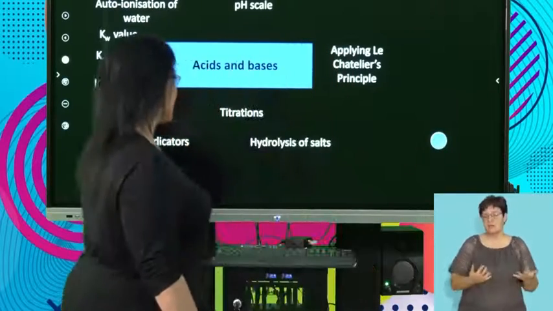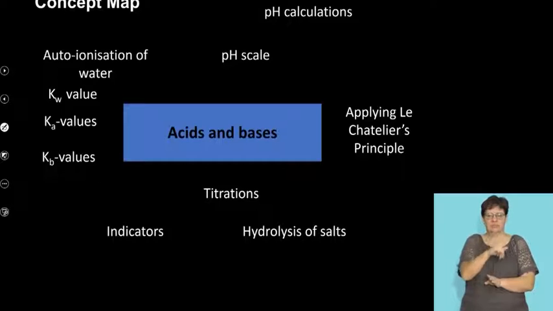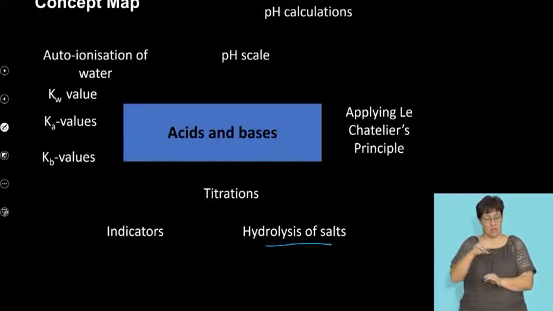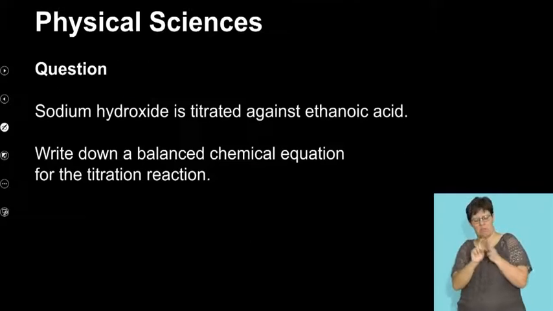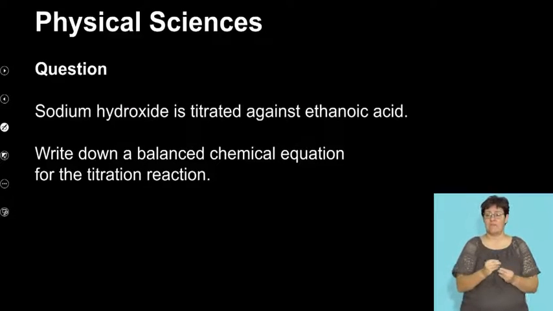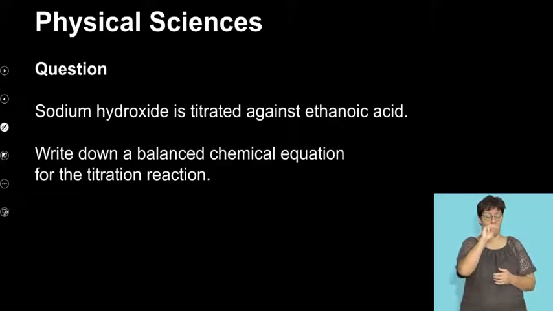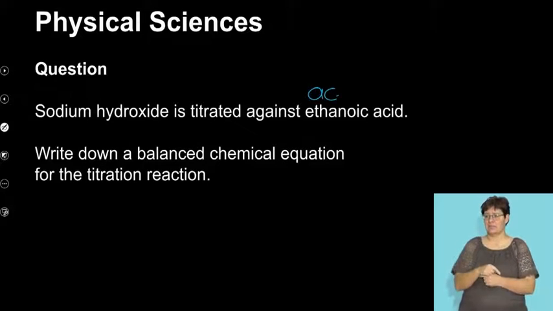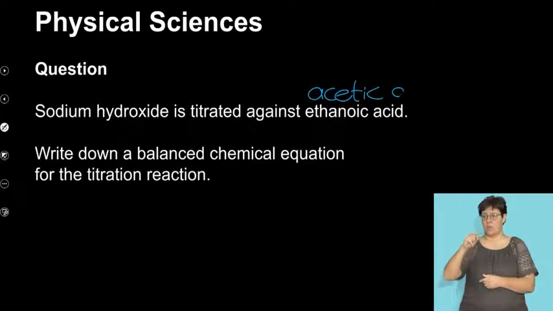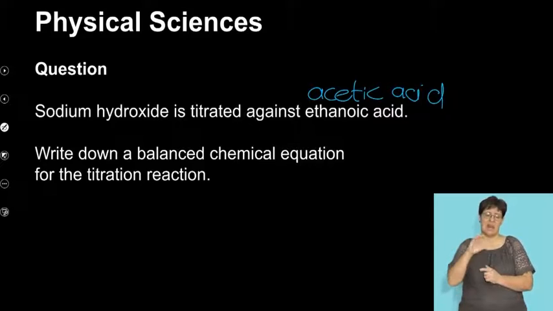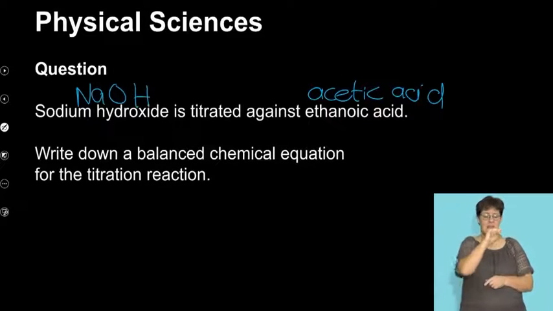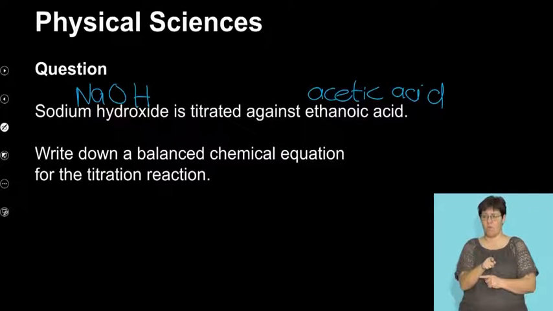In our previous session, we looked at hydrolysis of salts, and in this session we're going to explain it in terms of an example. When we have sodium hydroxide titrated against ethanoic acid, I just want to remind you that ethanoic acid is the same as acetic acid. So we have sodium hydroxide and acetic acid, and we are asked to write down a balanced chemical equation for the titration reaction.